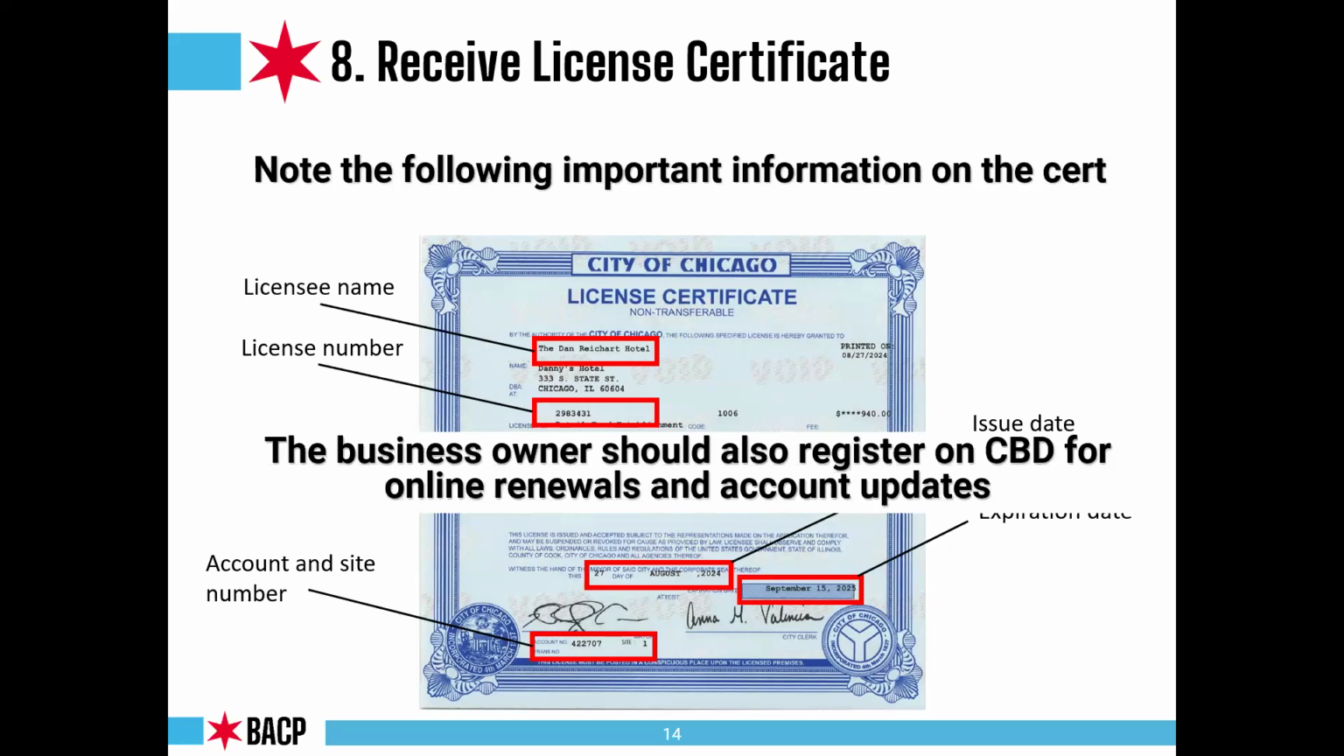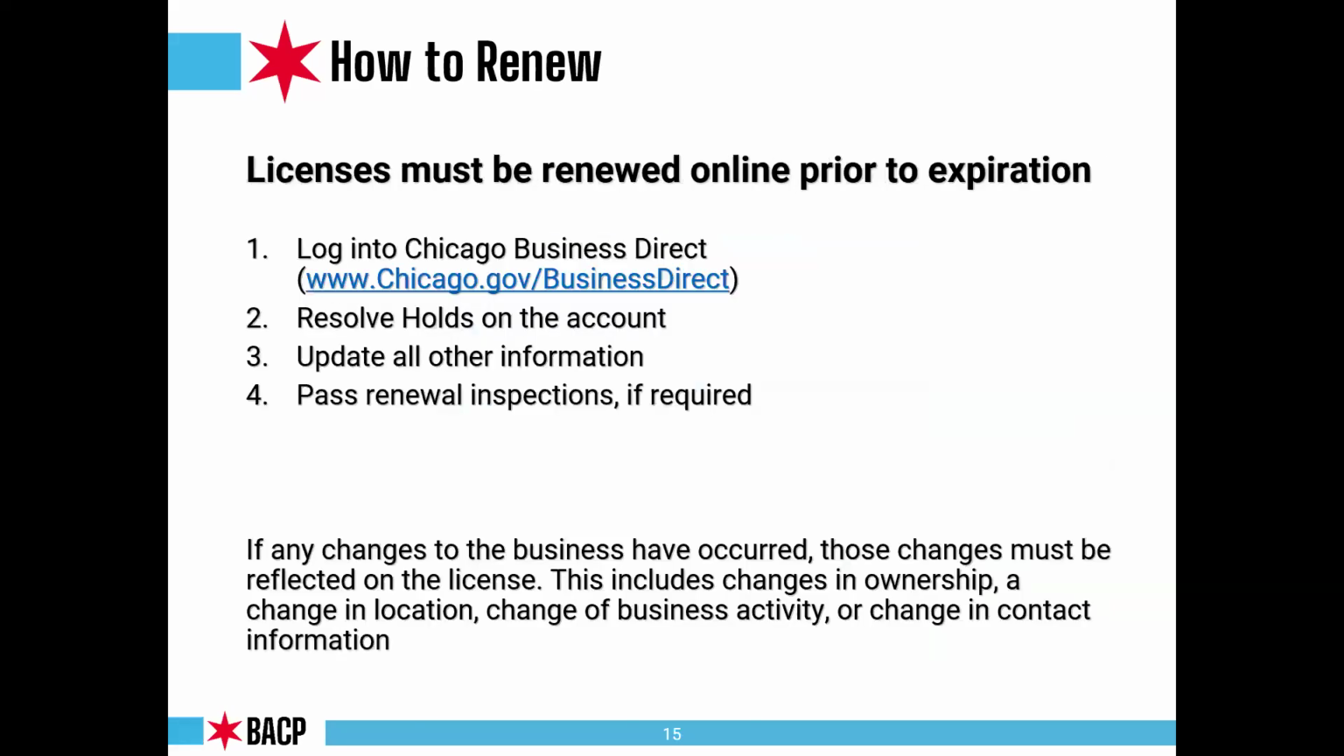A good chunk of the visits that the Small Business Center receives after license issuance is, again, related to renewals. While, yes, we can handle renewals here in person at City Hall, room 805, 121 North LaSalle, you can also process them online via Chicago Business Direct, ultimately helping you avoid unnecessary trips, saving you both time and money.